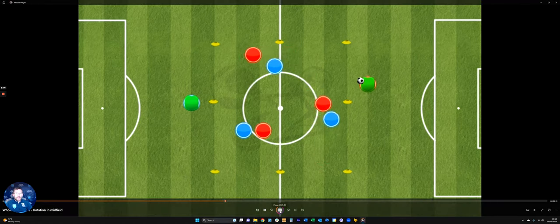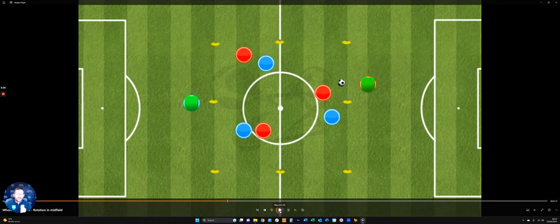Then I'll introduce my first rule: you must always have one player in each half of the pitch. So this is where pitch geography is important, and we use the halfway line. You've always got to have one player each side of the halfway line. Now it doesn't matter who that is, they can rotate and move as much as they want.